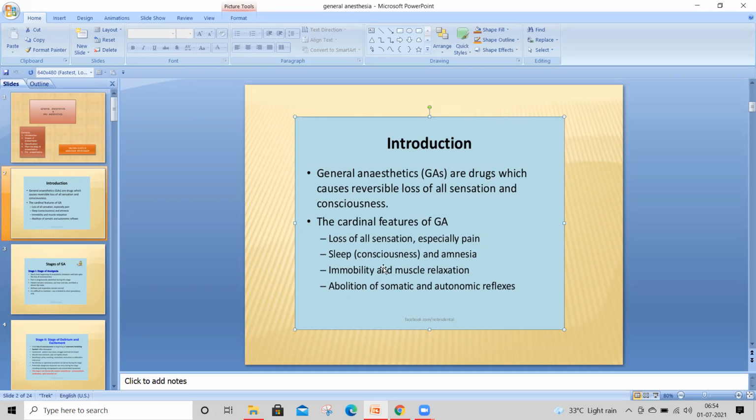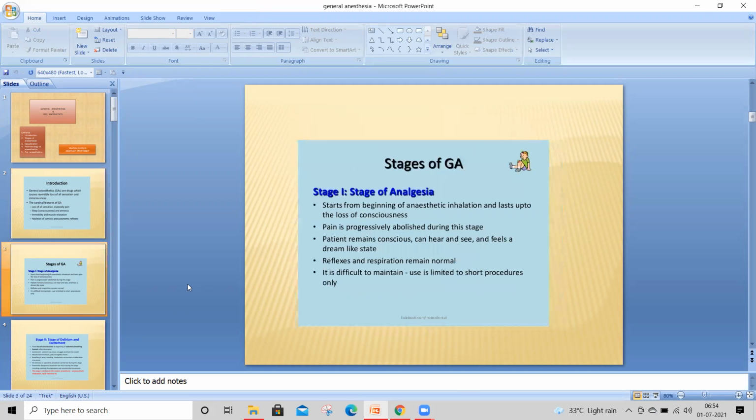and to cause amnesia. Amnesia means a sensation of sleep, and to cause muscle relaxation as well as somatic and autonomic reflexes evolution. This thing. And here are the different stages of anesthesia. Different stages of anesthesia are also important. You have to remember the 4 stages of anesthesia.